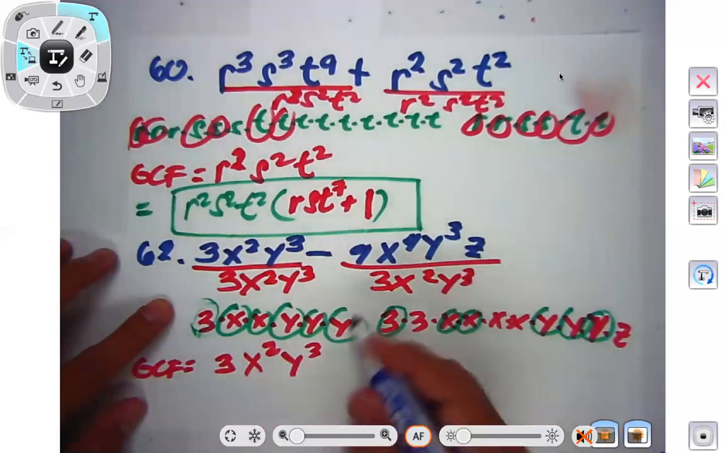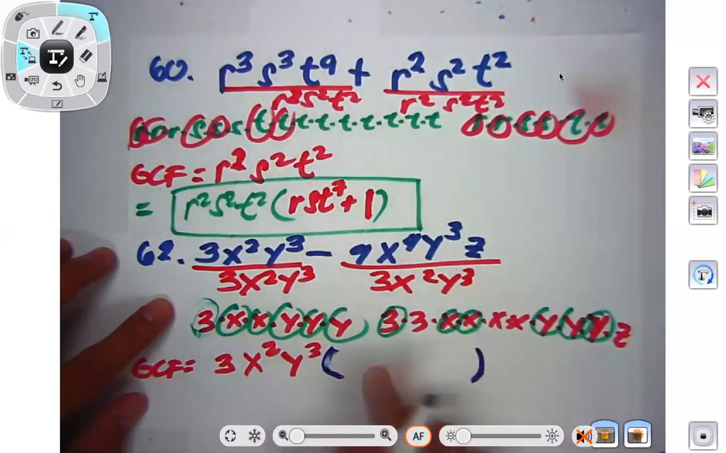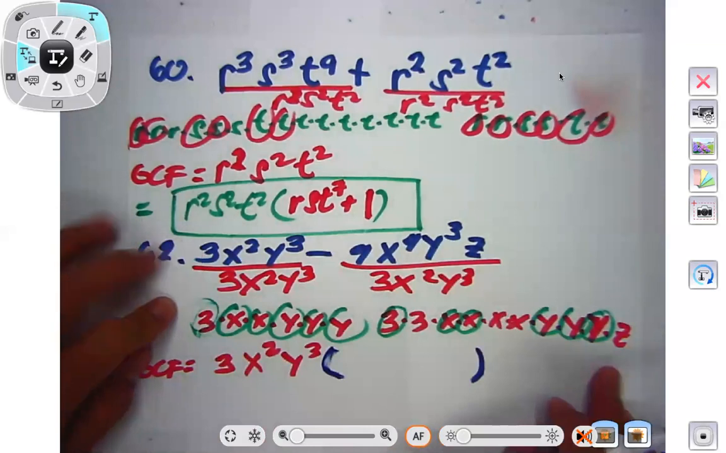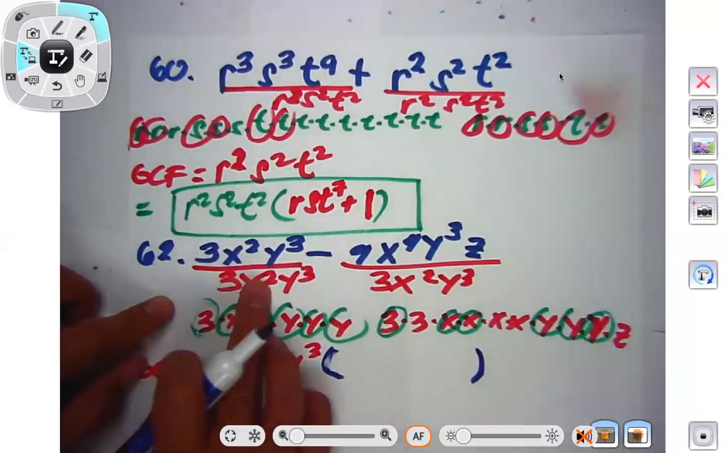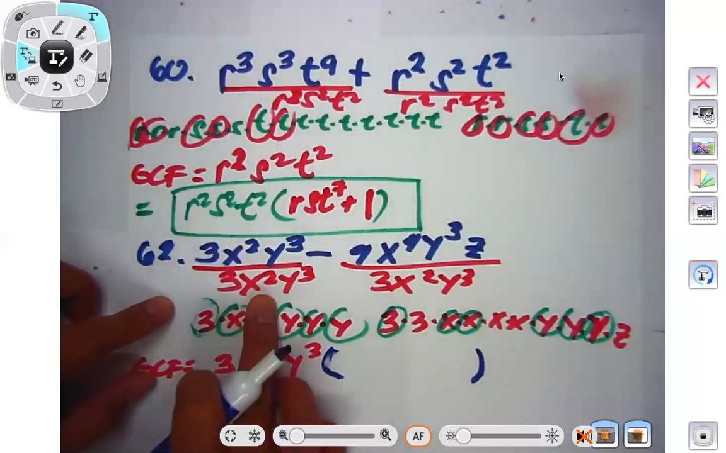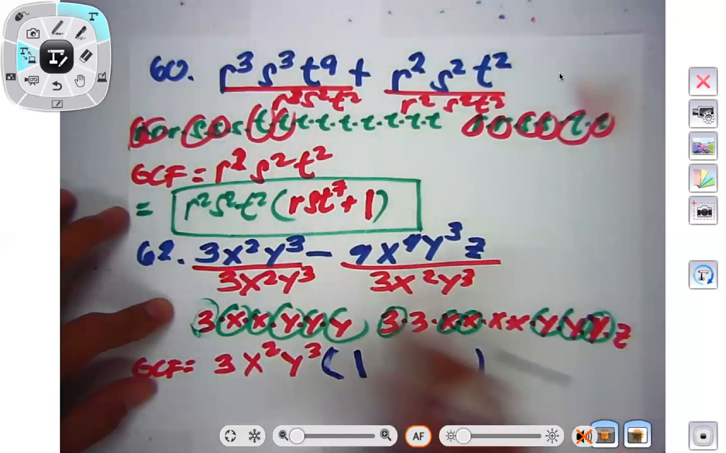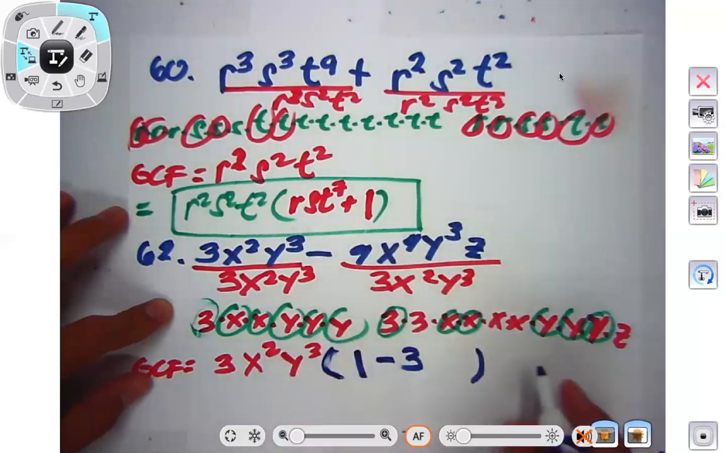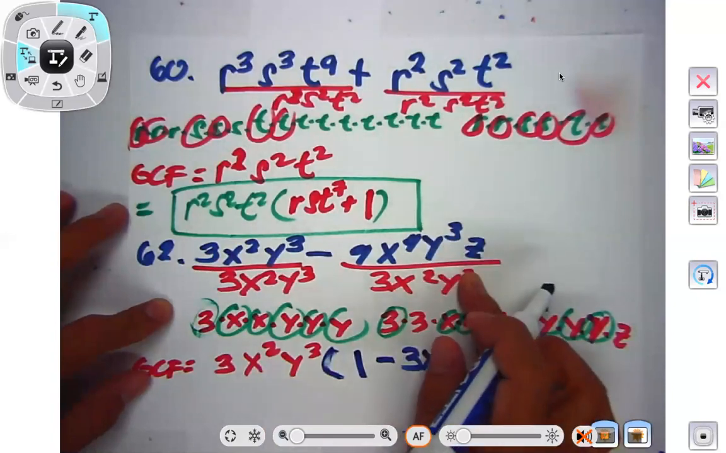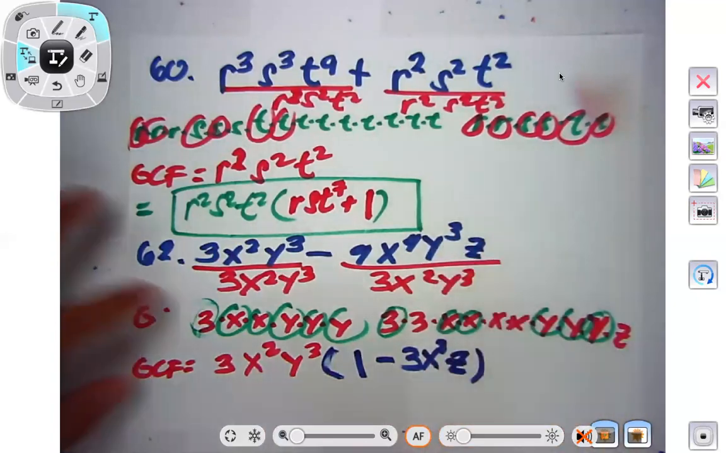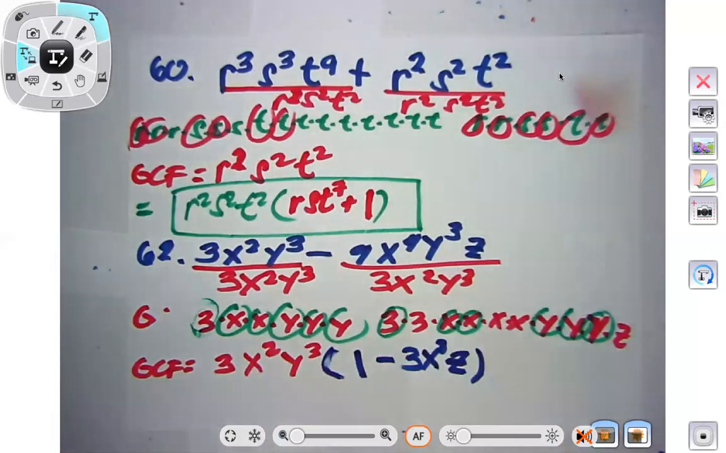So what goes inside as your factor? 3x squared y cubed divided by 3x squared y cubed. 3 canceled, x squared canceled, y cubed canceled. So what's your quotient? 1. Negative 9 divided by 3 is negative 3. x to the 4th divided by x squared is x squared. y cubed cancels, 1. And then z. So you have these factors now: 3x squared y cubed times (1 minus 3x squared z cubed).